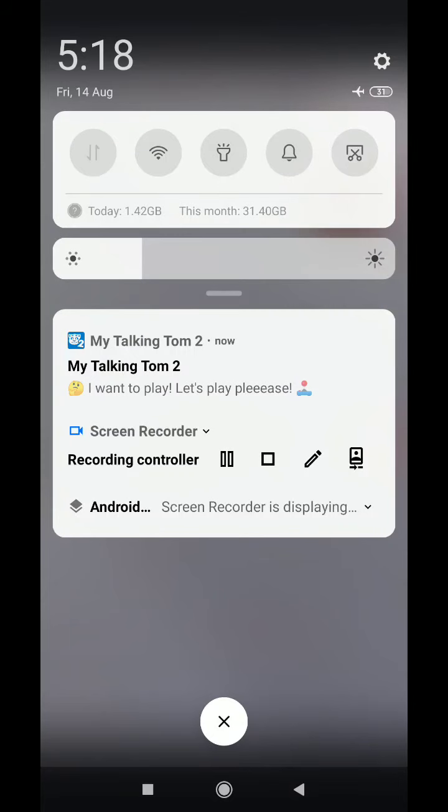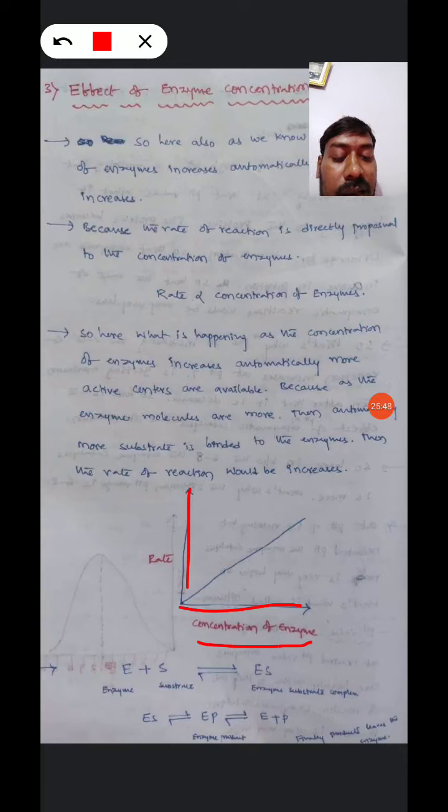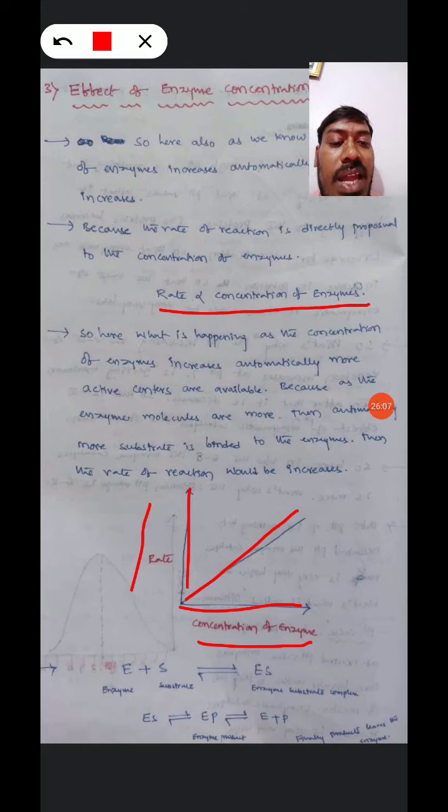Here also, this is the y-axis, this is the x-axis. On the x-axis we are taking enzyme concentration, and on the y-axis the rate of reaction. As the concentration of enzymes increases, the rate of reaction increases. So the rate of reaction is directly proportional to the concentration of enzymes.